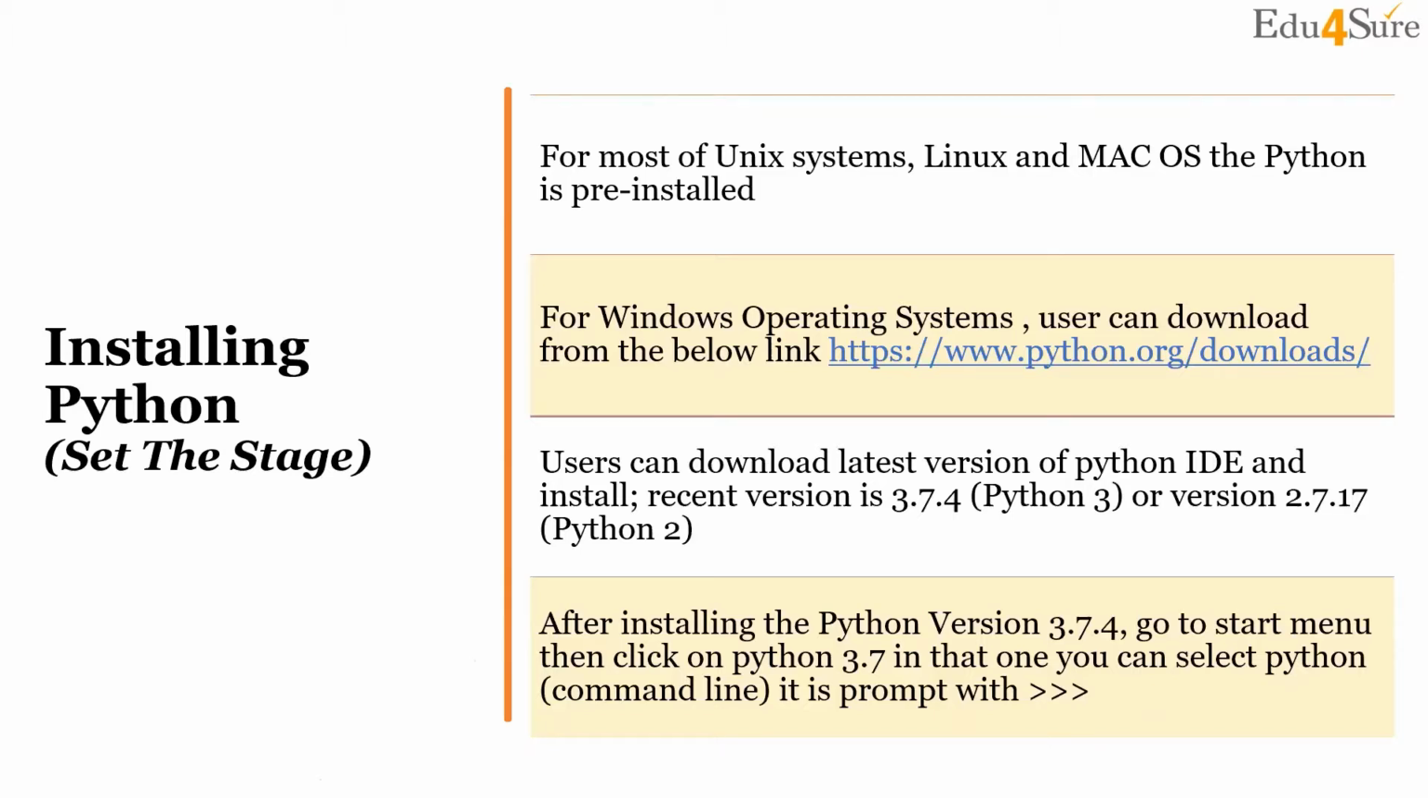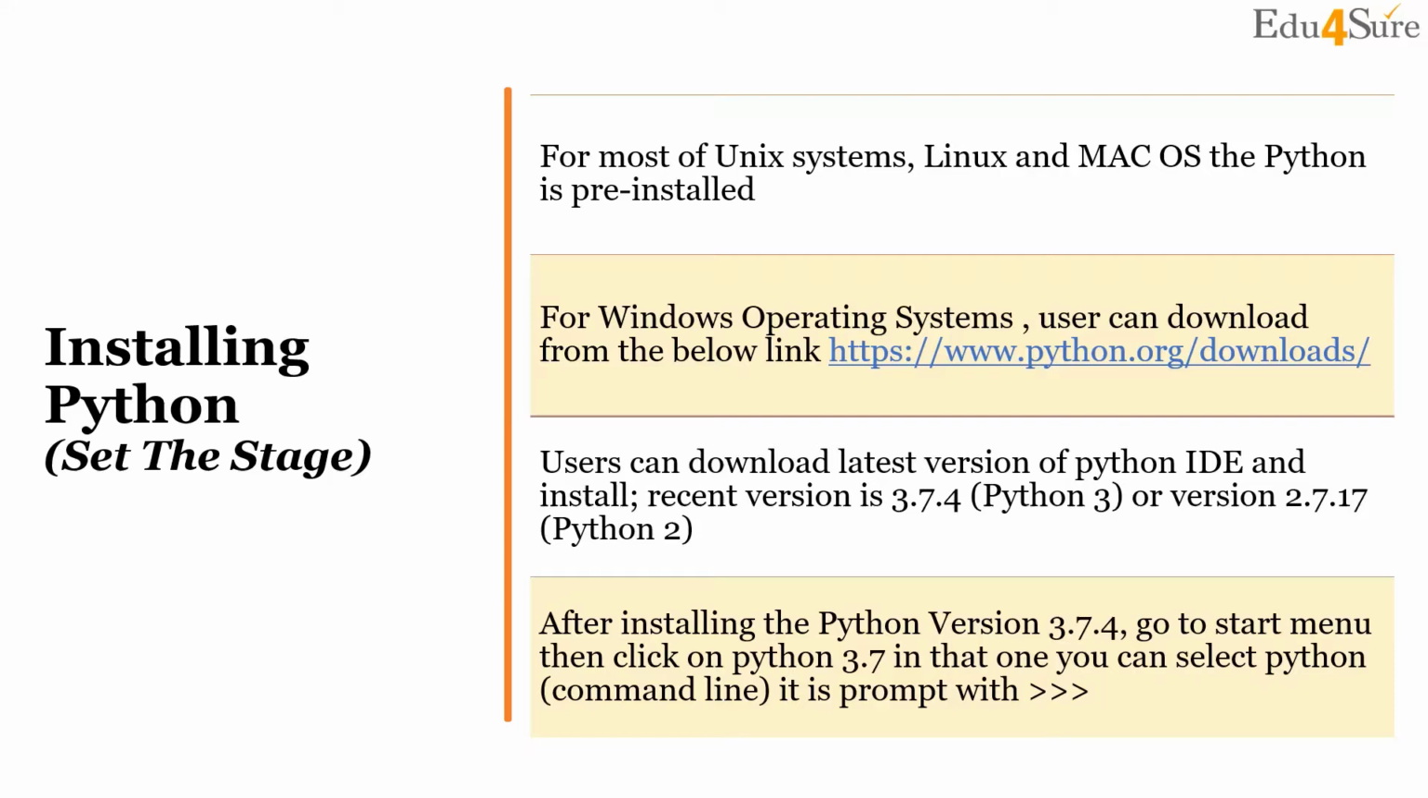Let us set the stage for Python installation. Good news for Unix, Linux, and Mac OS users: for most of these systems, you do not need to manually install Python, because Python is pre-installed and integrated with these systems. But for the Windows operating system, the user can download Python manually from its official website, python.org. From its downloads page, you can easily download the required version of Python for your system.